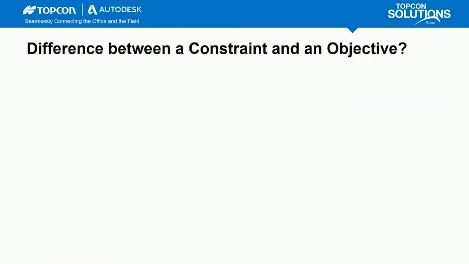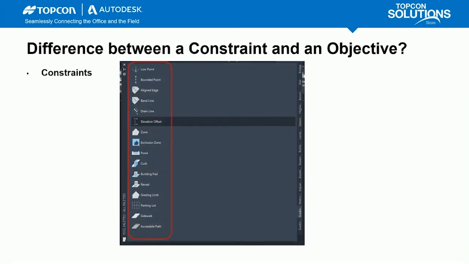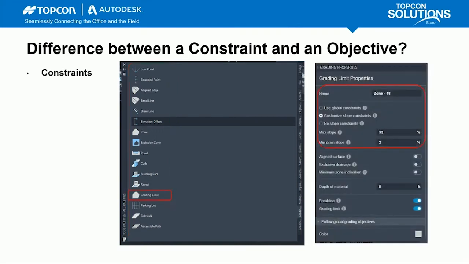Difference between a constraint and objective. So most grading objects create constraints. And constraints are max slope, min drain slope. So you have a max slope in this zone of 33% and a min drain slope of 2%. So that'd be a constraint. The grading optimization tool is going to meet these constraints.